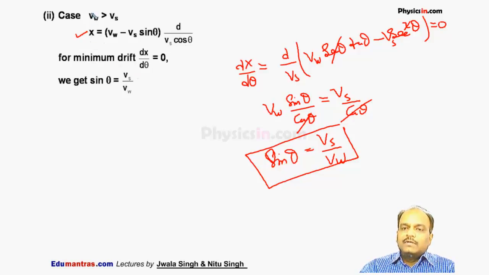So if speed of water is more than the swimmer, then in that case the drift is minimum when he starts swimming such that the value of sin theta is Vs by Vw.